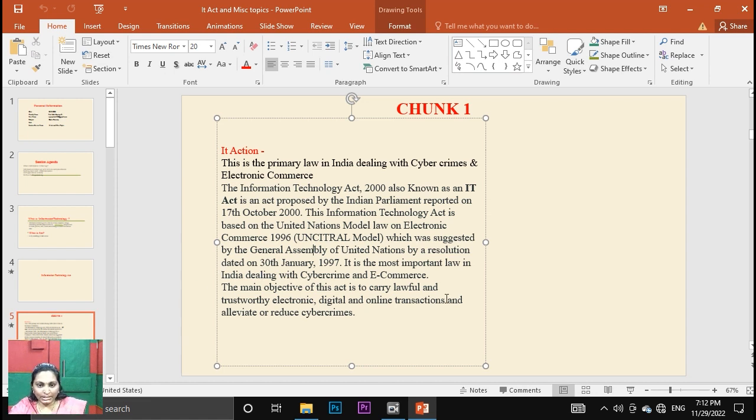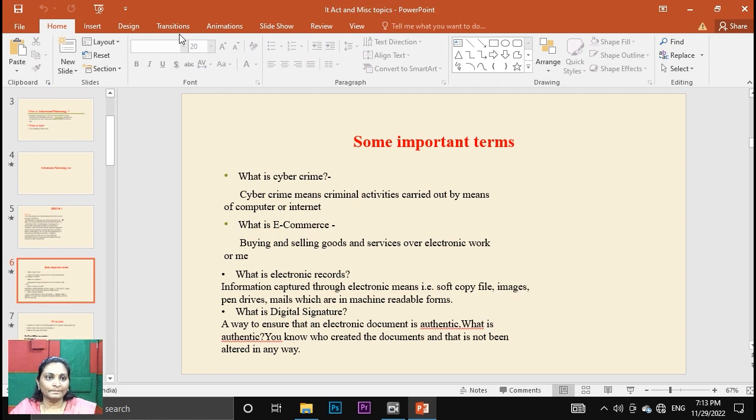The main objective of this act is to carry lawful and trustworthy electronic, digital and online transactions and to reduce cyber crimes. What is the main objective of the IT Act? It is the act which supports trustworthy electronic, digital and online transactions and which can reduce the cyber crimes.